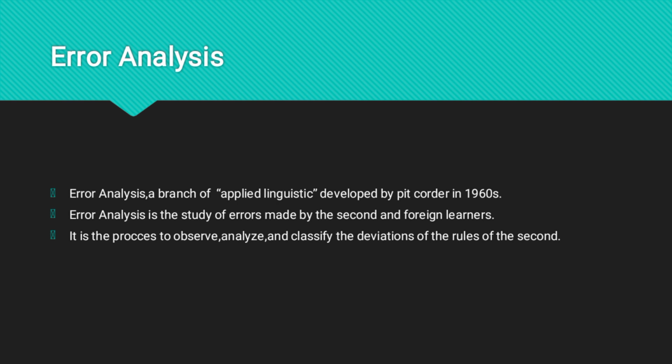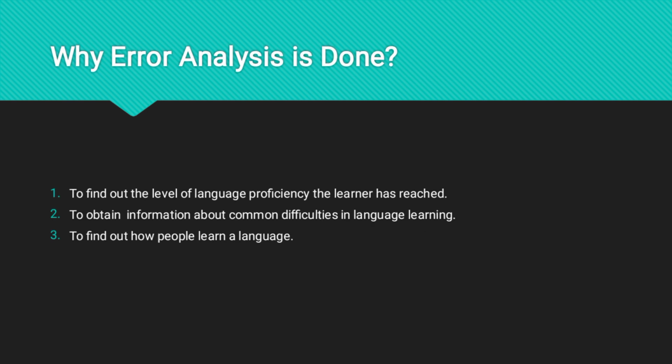Error analysis. Error analysis, a branch of applied linguistics, was developed by Pit Corder in 1960. Error analysis is the study of errors made by second and foreign language learners. It is the process to observe, analyze, and classify the deviation from the rules of the second language.